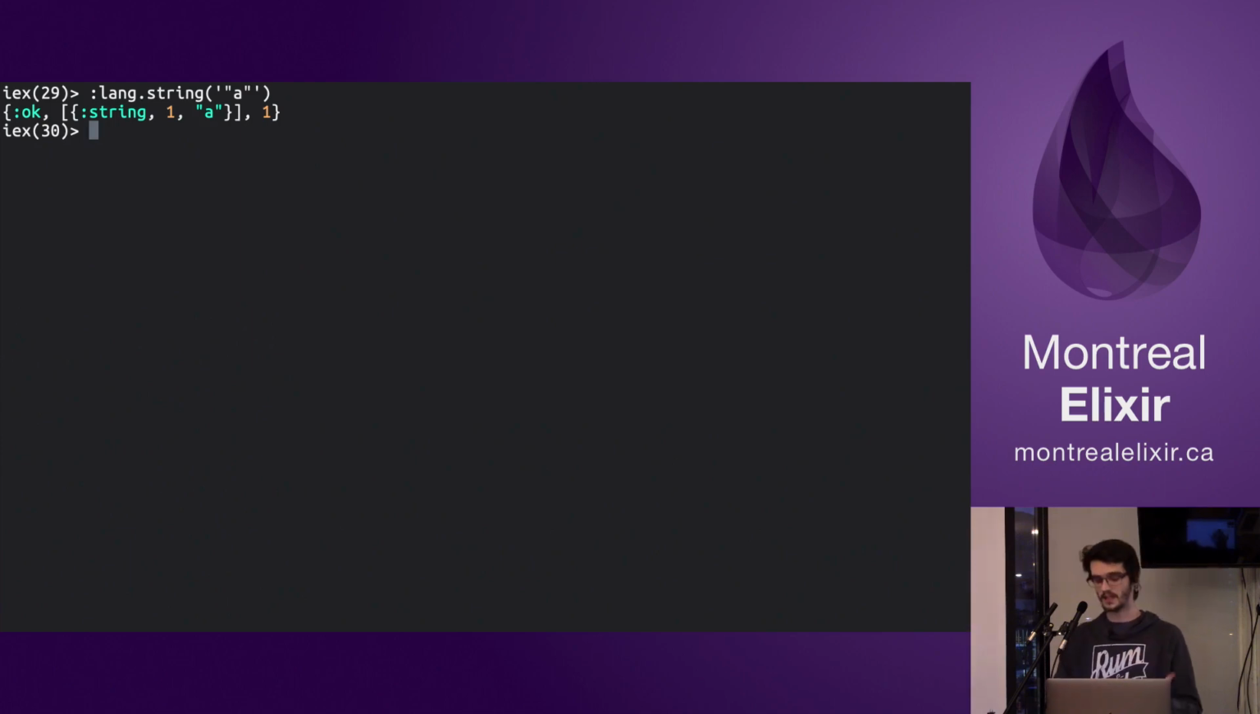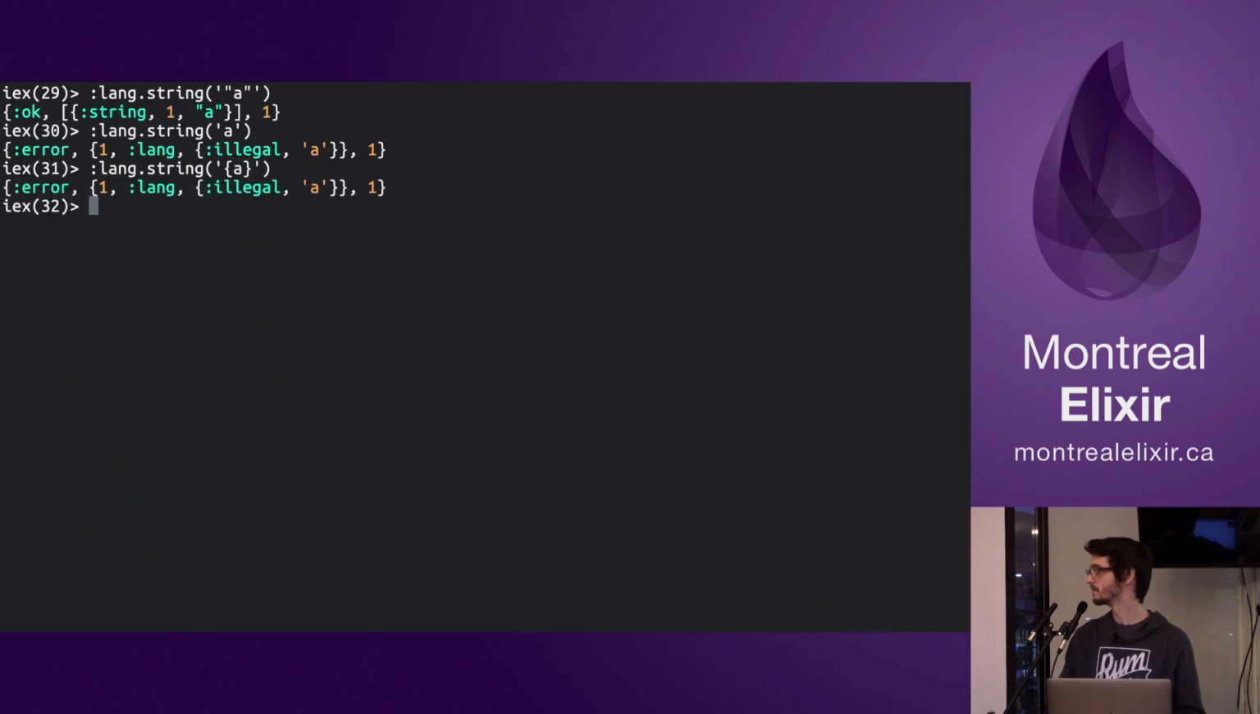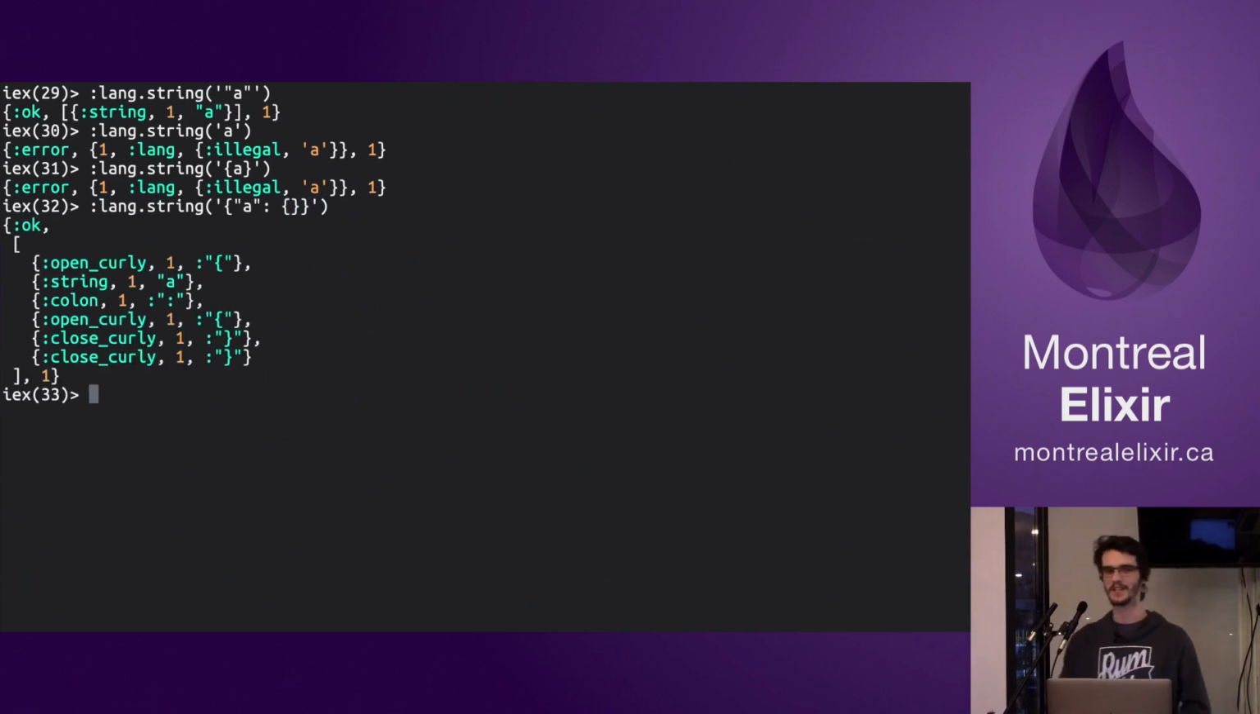If I provide an invalid token, for instance, A is not a valid token since it's not quoted, it tells me that I have an illegal character, which is A. But if I surround it, oops, I have an actual string with the unquoted value. So let's move on to the parser.